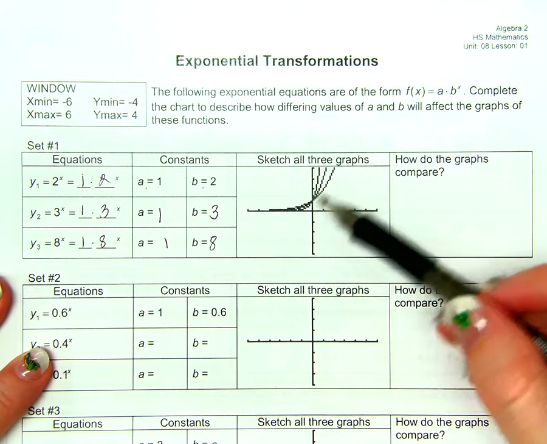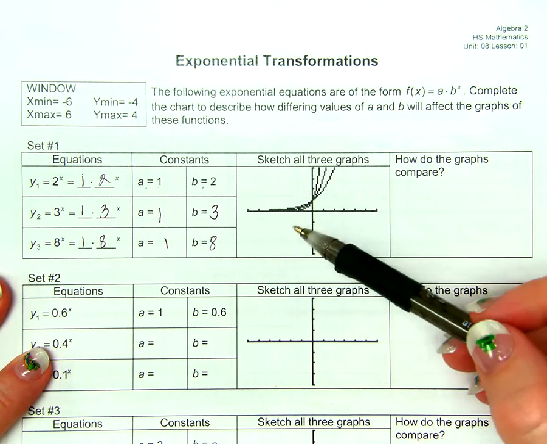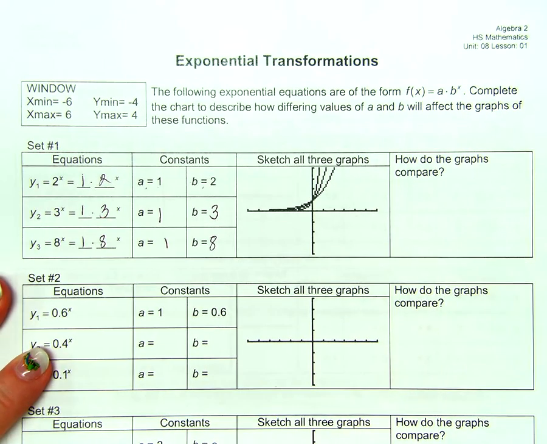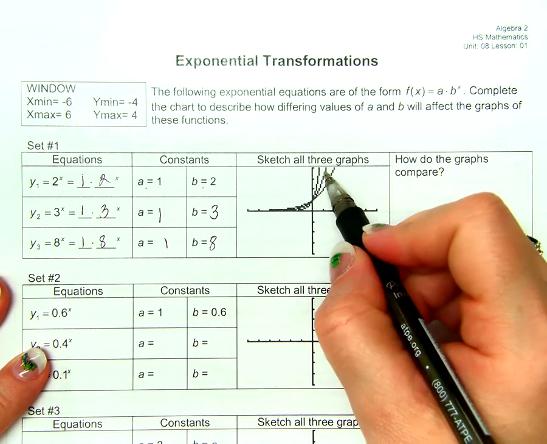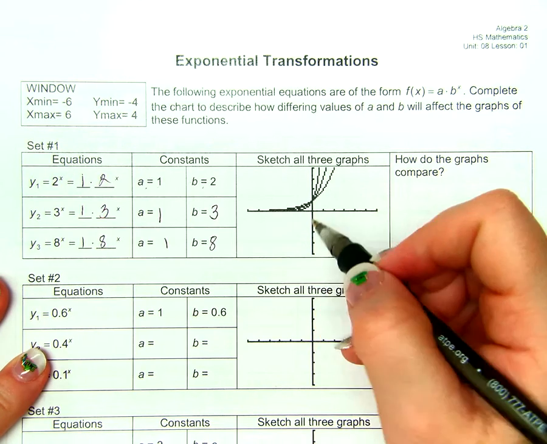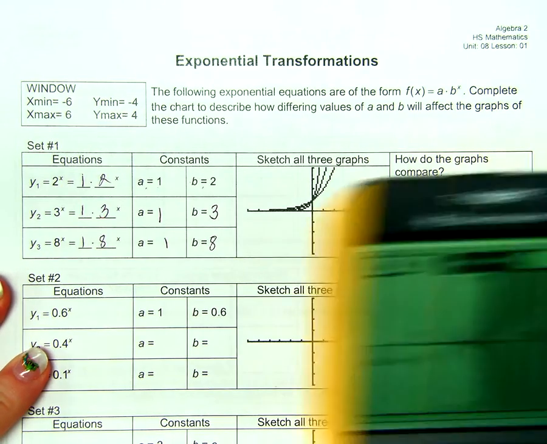So which one of these is which? They already graphed it for you on number 1. Which is which? You think this is y1, y2, y3? Well, there's one way to figure it out, right?